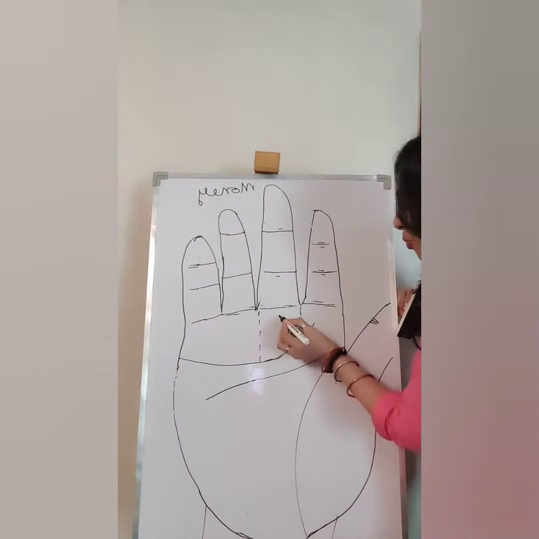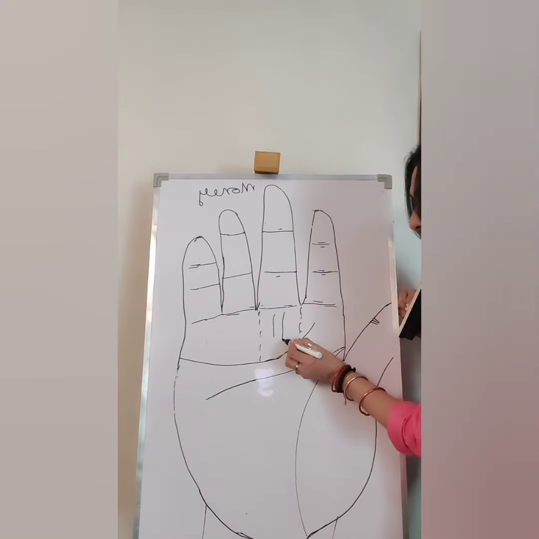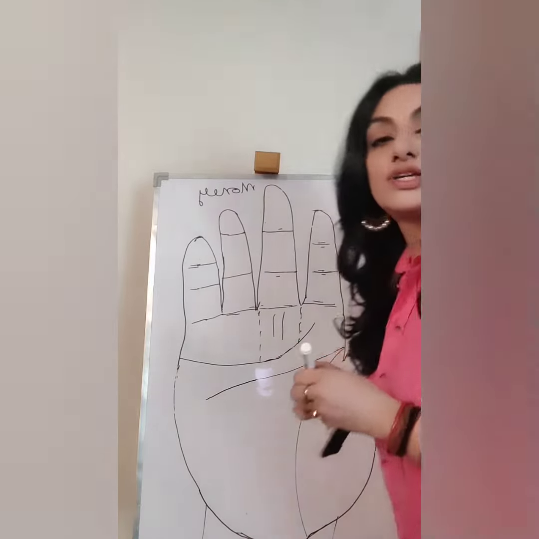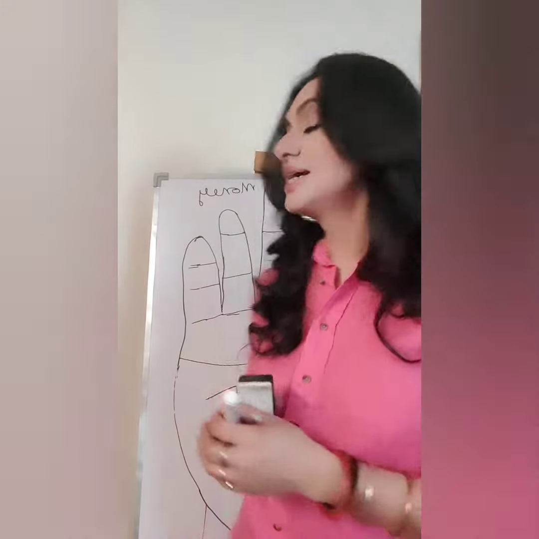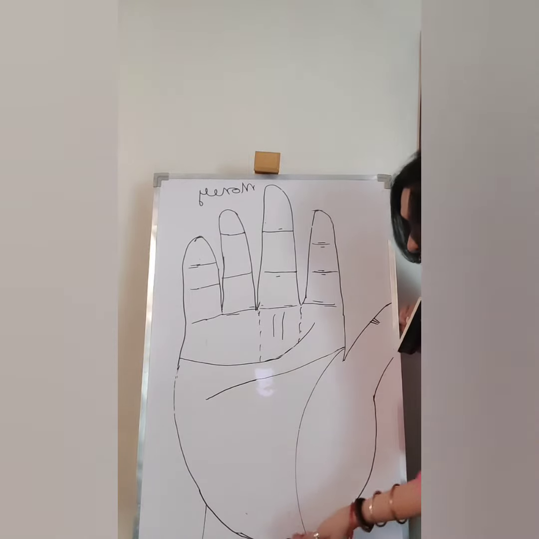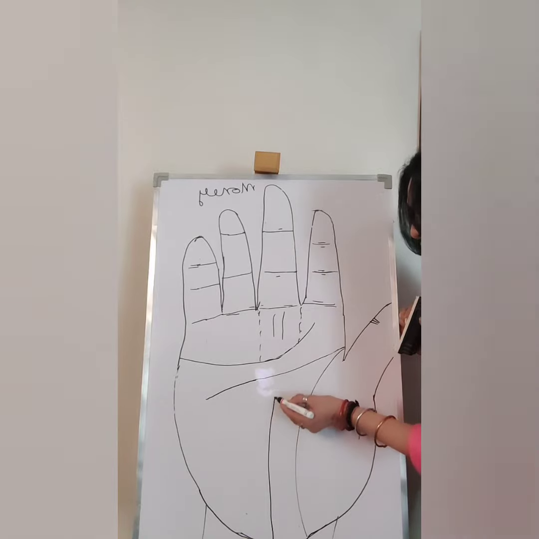If you have one line or two lines on this mount, this means you will be self-sufficient throughout your life. You will not have to depend on others for money. And this is one of the most beautiful lines. Then the next is, think of this line as a river or an electric current.